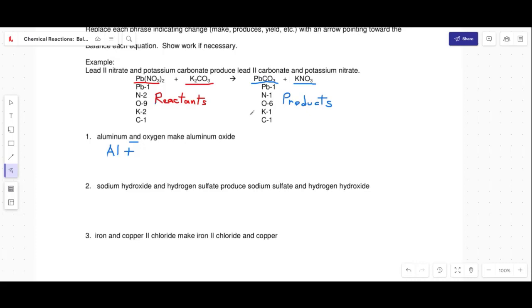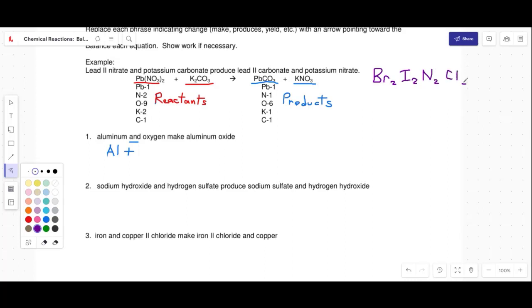Sometimes people might assume that this is going to be just an O, but there's actually a list of 7 elements. I'm going to list them out right here. You have to take into account the fact that when they're by themselves, they are diatomic. They don't exist as separate elements. There's 2 little acronyms we like to use. B, Br, I, N, Cl, H, O, F: bromine, iodine, nitrogen, chlorine, hydrogen, oxygen, and fluorine.